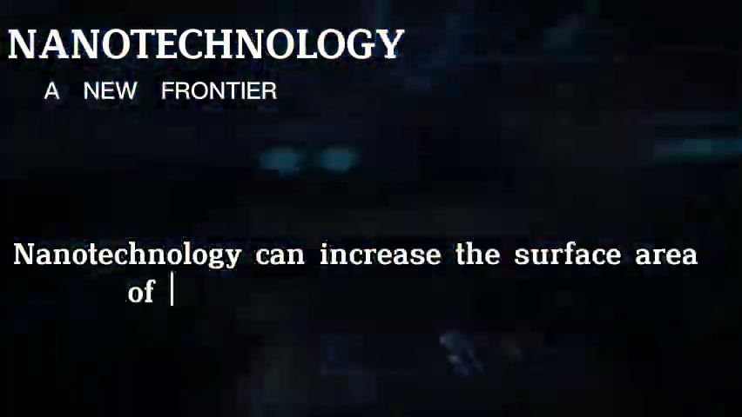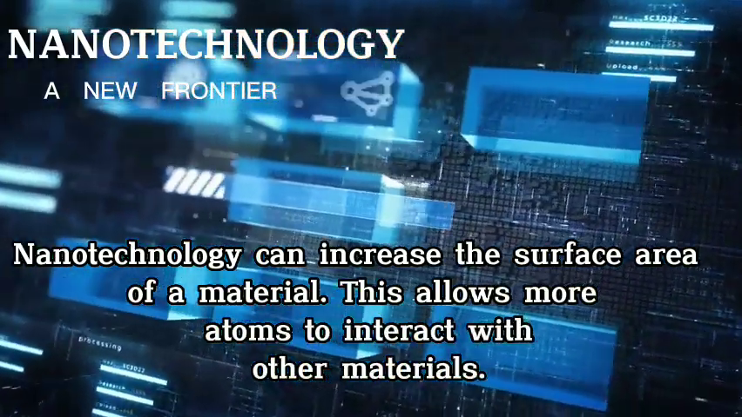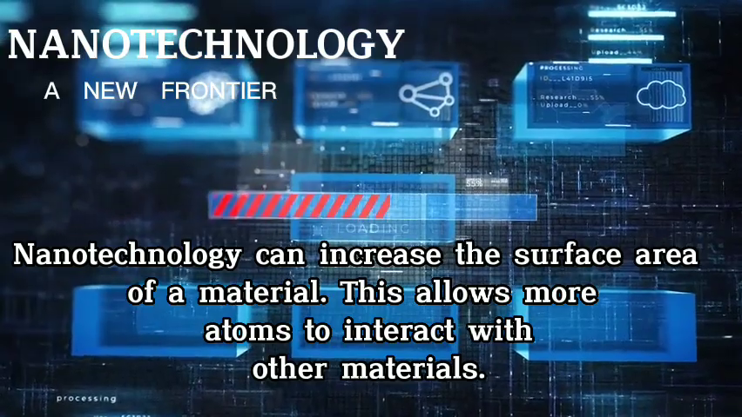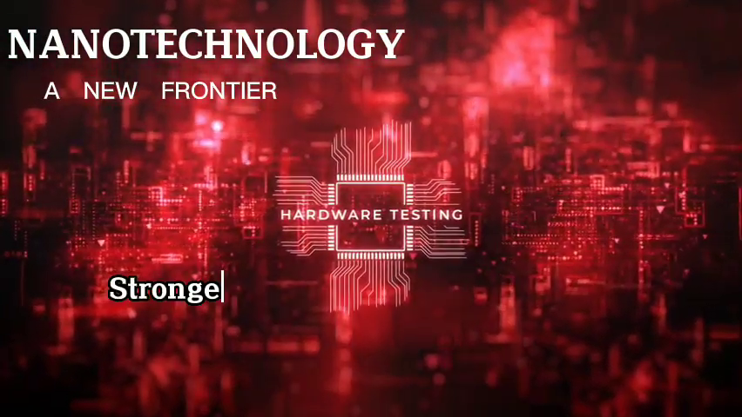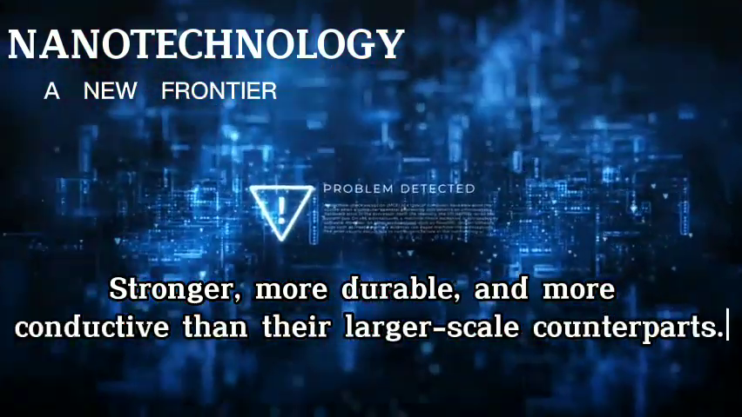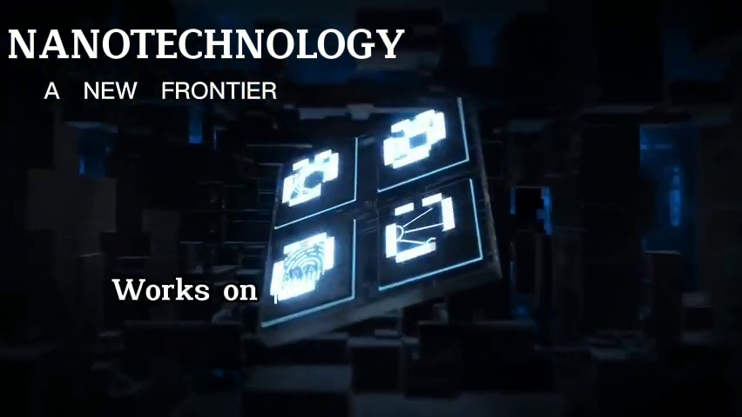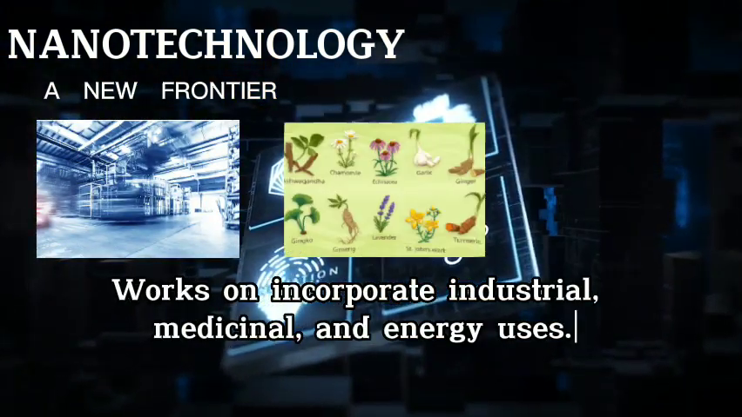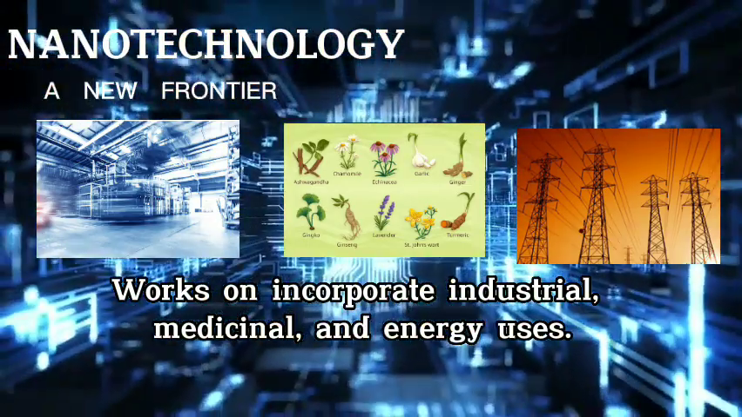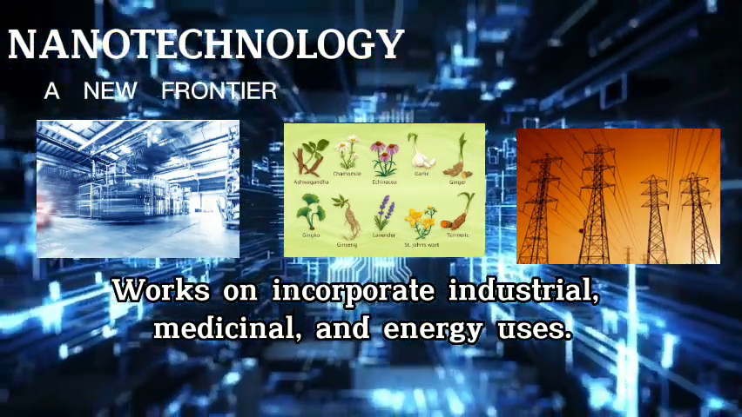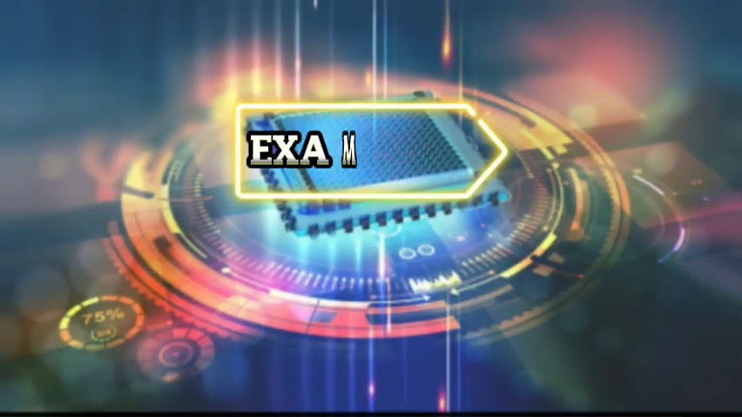Nanotechnology can increase the surface area of a material. This allows more atoms to interact with other materials. An increased surface area is one of the chief reasons nanometer-scale materials can be stronger, more durable, and more conductive than their larger-scale counterparts. Nanotechnology commonly works on industrial, medicinal, and energy uses. These include more durable construction materials, therapeutic drug delivery, and higher-density hydrogen fuel cells that are environmentally friendly.